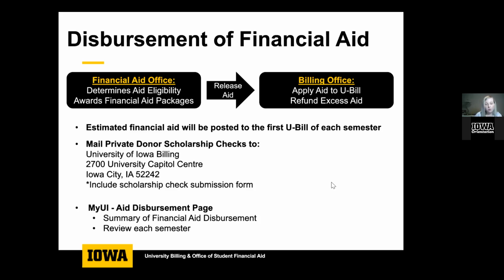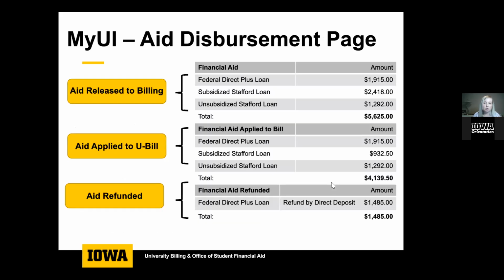I also want to point out the MyUI Aid Disbursement Page. It's a great summary of financial aid by semester, and I'm actually going to show you what that looks like now. This is a page on MyUI that I definitely recommend you form a habit of reviewing each semester if you receive scholarships, loans, or grants.